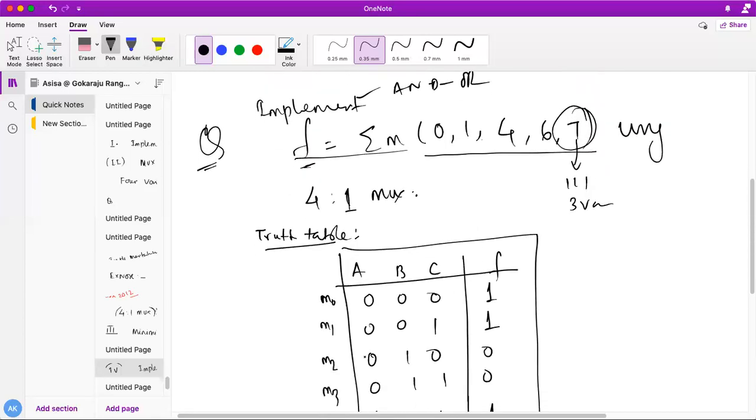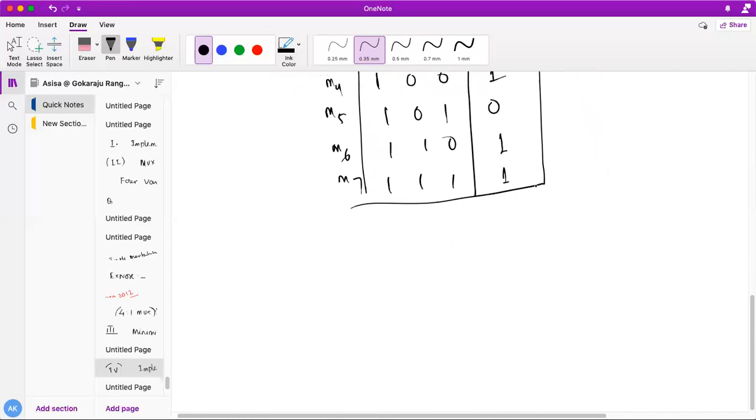So you know both ways. If a function is given, you can find out the truth table. If a truth table is given, you can find out the function. So see here what I have done: the first step, I have just converted the function into a truth table, nothing else. Next step, you will be having a 4 cross 1 mux to implement this particular function.